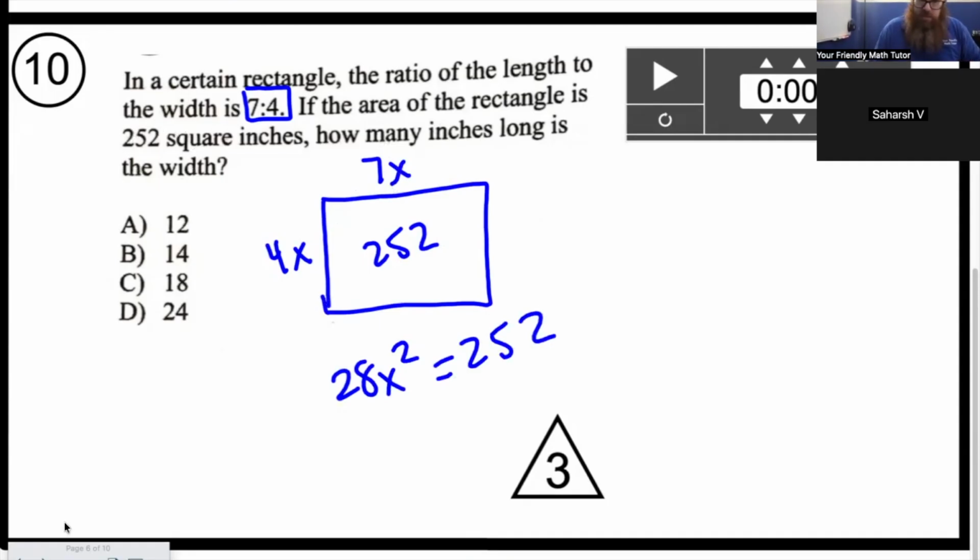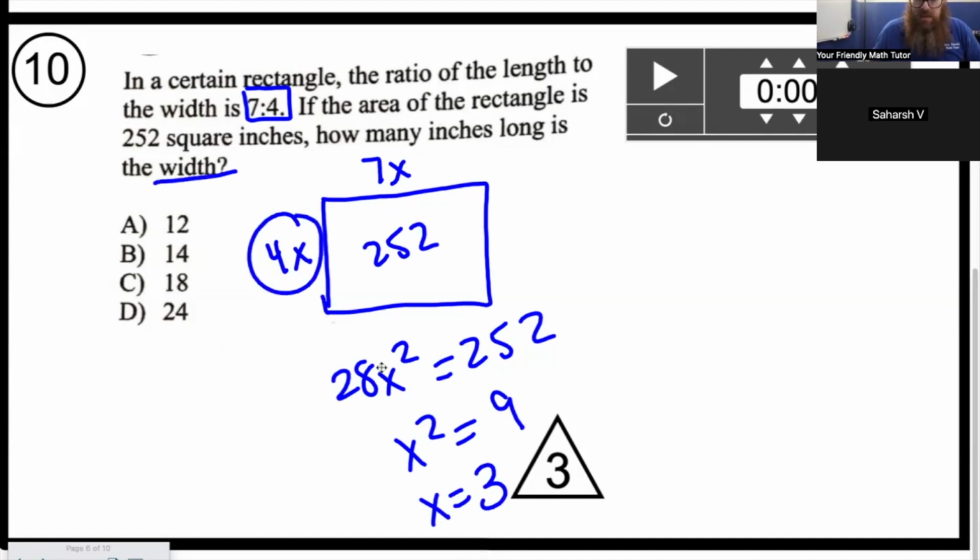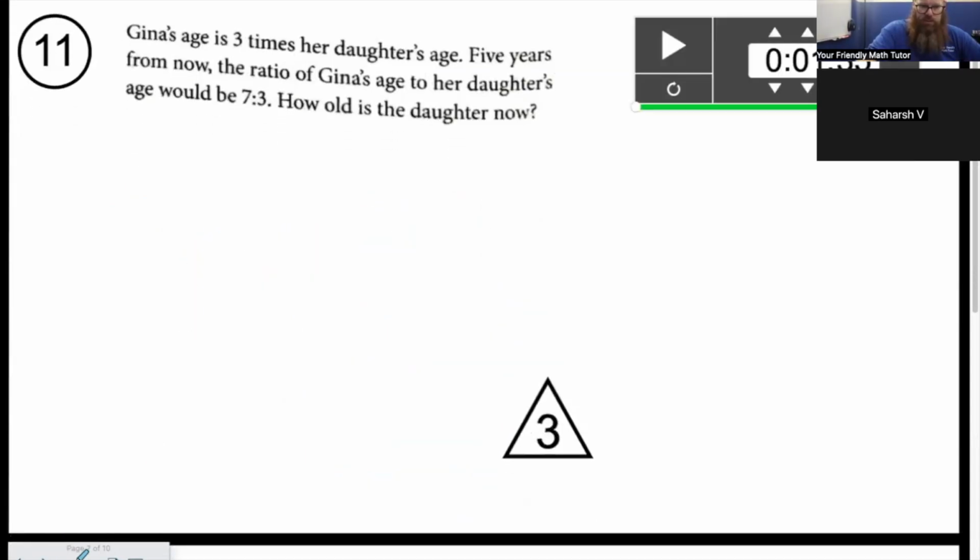And then it's really simple to solve. So you do 252 divided by 28, and you're going to get x squared equals 9, which then means x is 3. And then they want the width. Well, the width is the 4x. So if you plug the 3 back into that, 4 times 3 is 12. All right. So if you have a ratio problem like that and you have to actually do math with it, like in this case geometry, just attach x's to each of them and then do that math. All right, just a few more. So take a look at number 11.